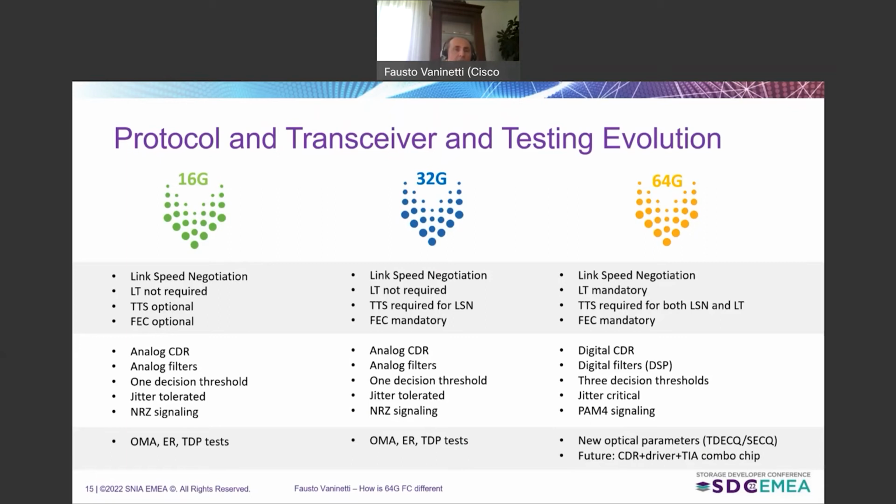So in order to assess the quality of the shape of your pulses on the receiver, new parameters have been introduced. And for the future, in terms of implementation, we expect to see, let's say, a combination of elements happening inside a single chipset. So the clock data recovery unit, the driver, and the transimpedance amplifiers most likely will end up in the same chipset moving forward.